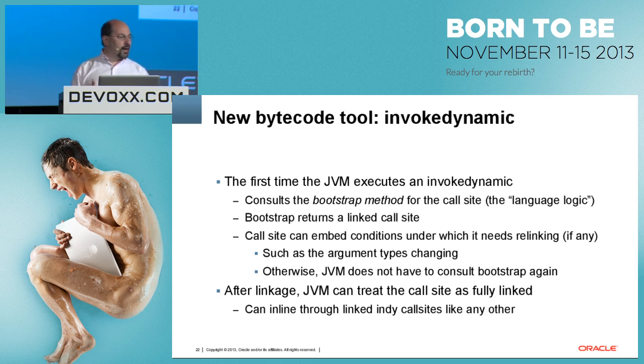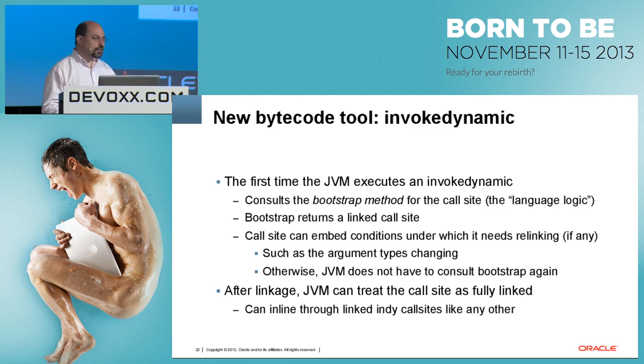So the first time the JVM stumbles across an Invoke Dynamic bytecode, it does this one-time linkage thing. It consults the language logic, which we call the Bootstrap Method. And what the Bootstrap Method does is it looks at the call site. It has all the information about the call site. What's the name? What are the arguments? What's the static type of the arguments, etc.? What's the signature of the thing I'm trying to link?